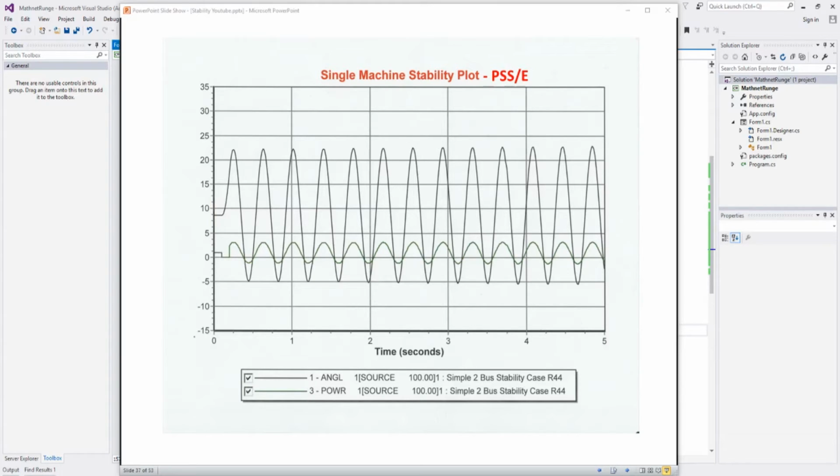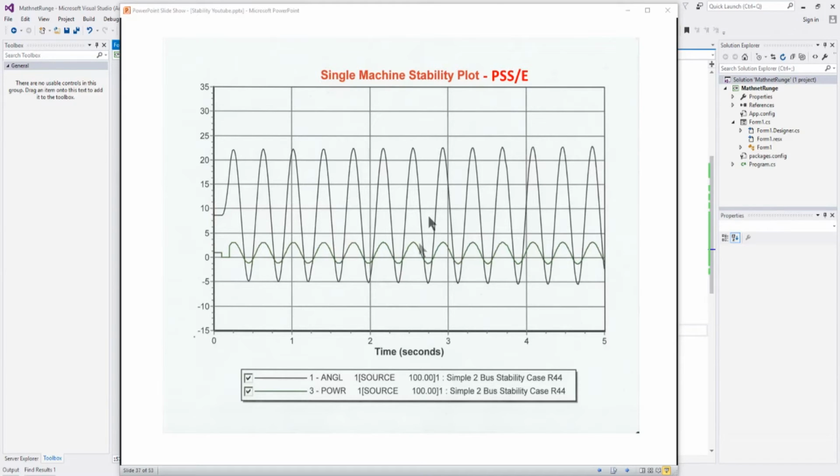It maintains the three-phase fault for 1/10 of a second. It gets cleared, and then you can see the electrical power output oscillating continually through the 5 seconds. Now also we're plotting the angle, and you can see it starts out about 8 degrees.